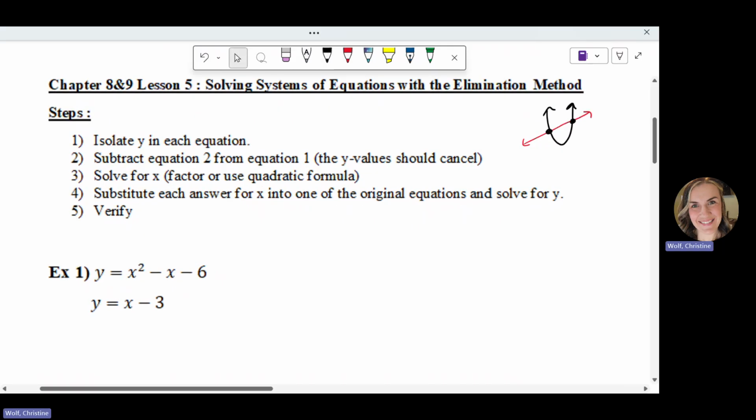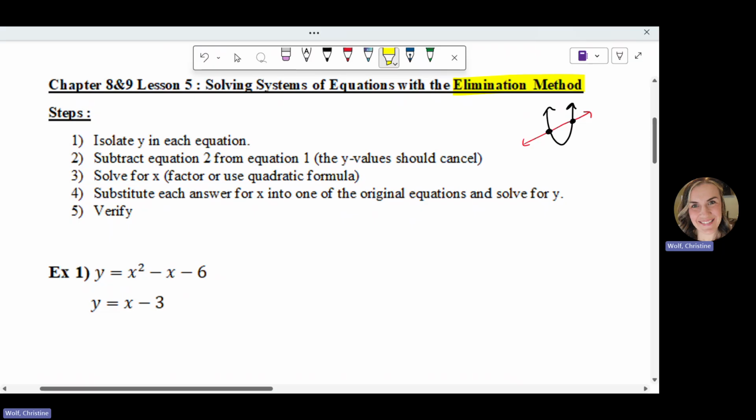Now, today we are going to be doing the same thing. We're going to be solving these systems, finding the solution. However, we're going to do it algebraically. So we're not graphing anymore. We're just using good old algebra, and we are going to be doing something called the elimination method.